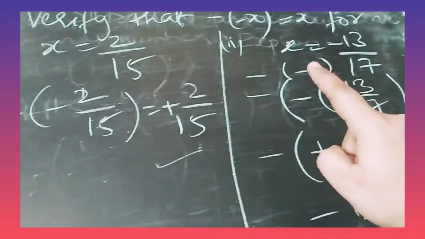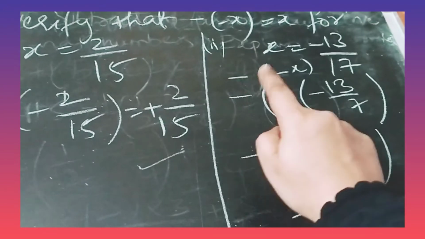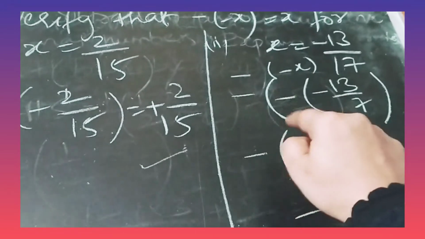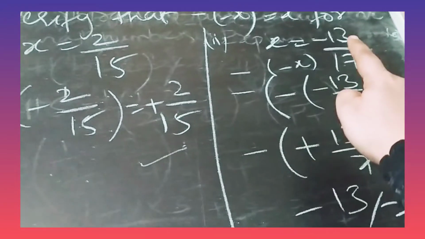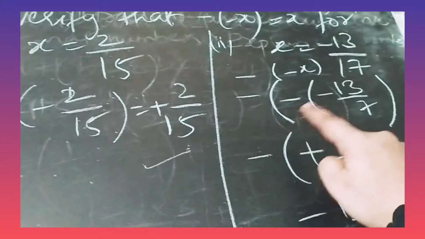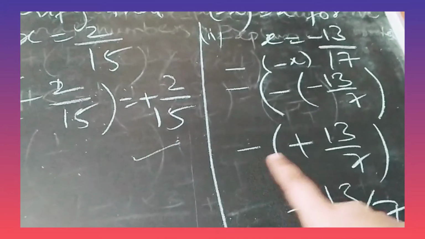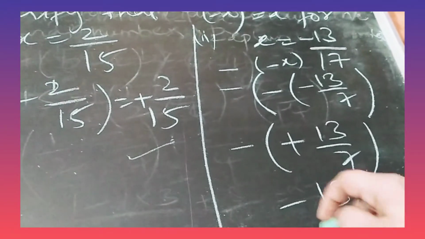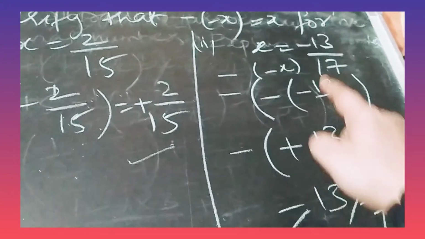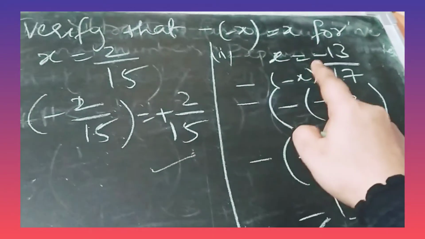Okay, second one is x is equal to minus 13 by 17. Again we have to do minus of minus x. Minus of minus, what is x here? x is minus 13 by 17. Okay, minus of minus is plus 13 by 17. Okay, again minus into plus is minus 13 by 17. So x is minus 13 by 17. Here also we got the answer. Minus of minus x is equal to x.